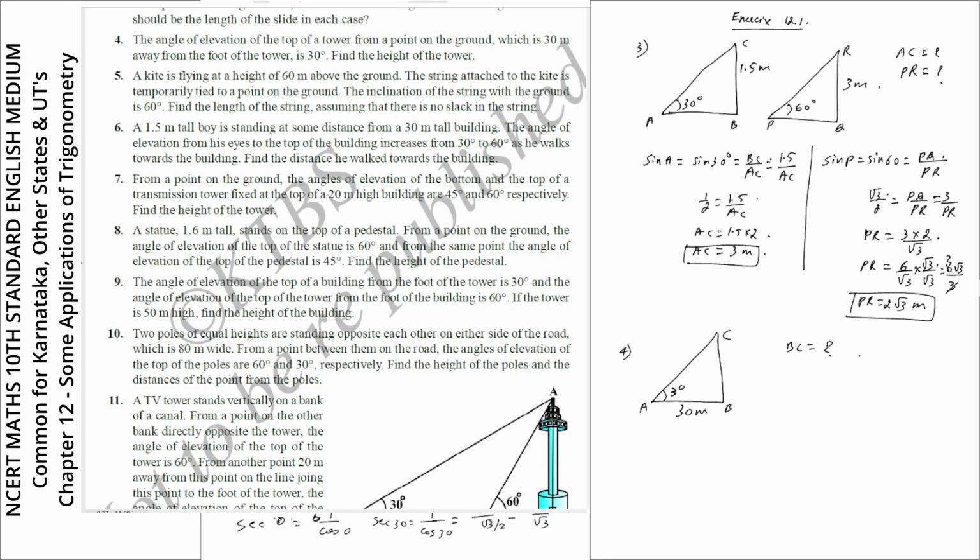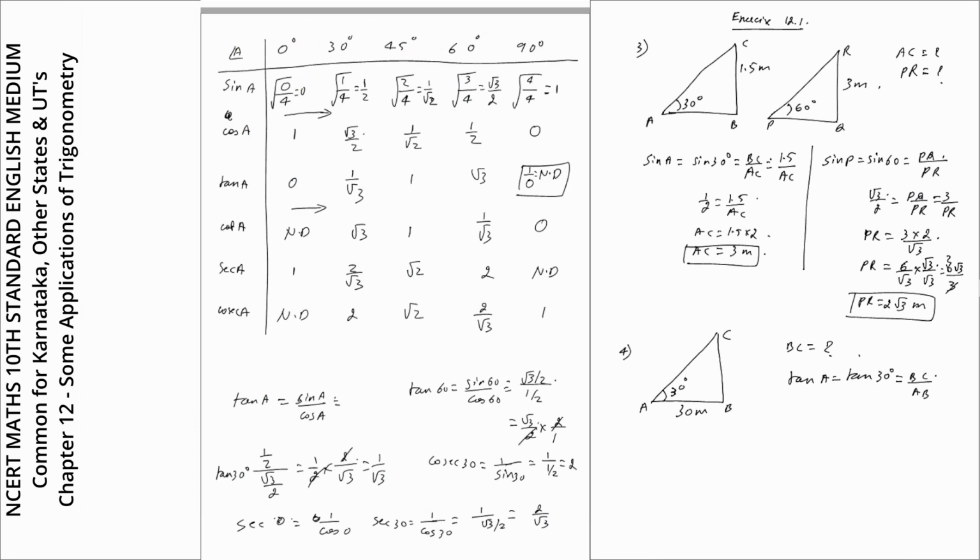So this is a very simple problem. Now with respect to angle A, tan of angle A is tan of 30 degree. So tan of 30 is opposite by adjacent, that is BC by AB. What is the value of tan of 30 degree? You can see in the chart, tan of 30 degree is 1 by root 3. So I'll substitute that: 1 by root 3 is equal to BC by AB.